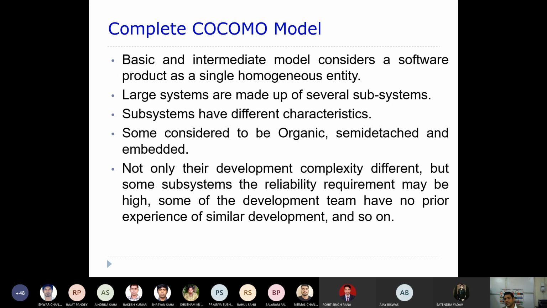This is the way the whole estimation is carried out by Boehm, through these three phases. I think now I need to stop this lecture. Any doubts so far?